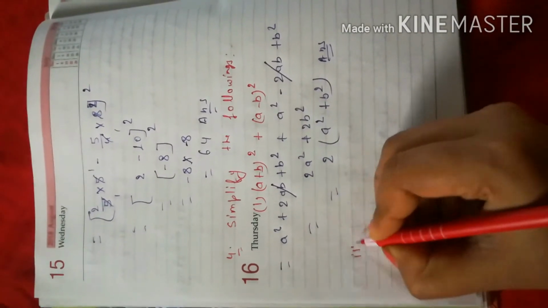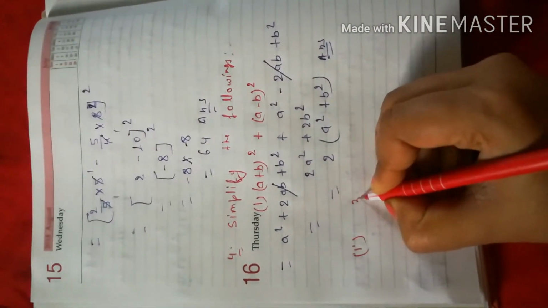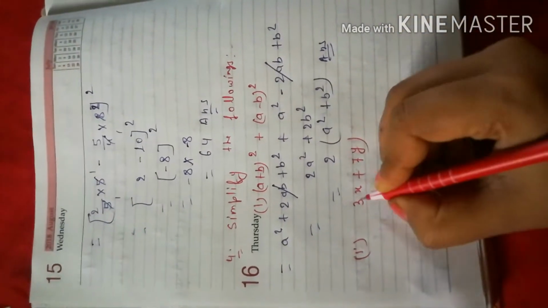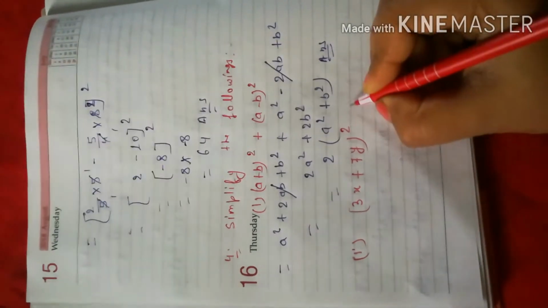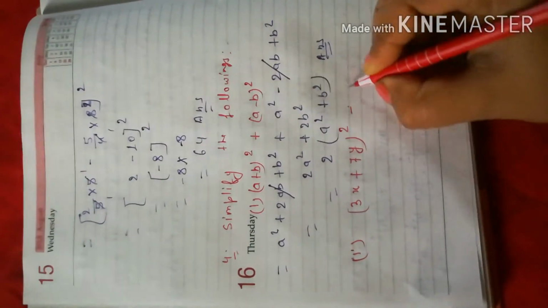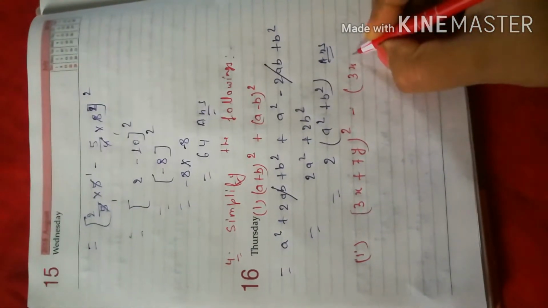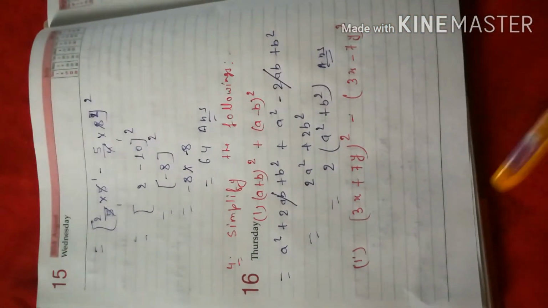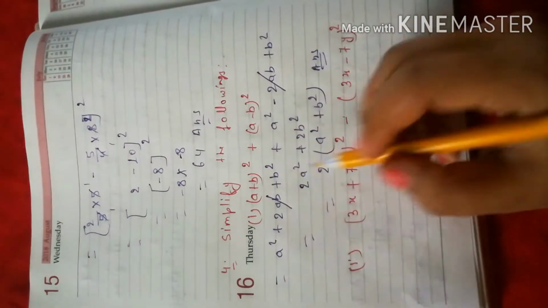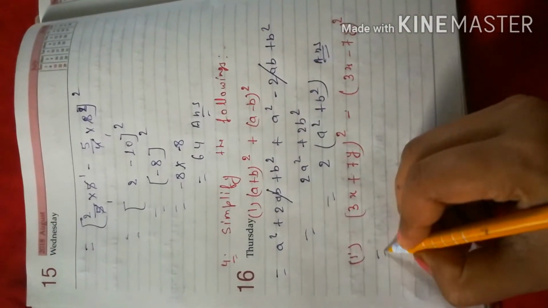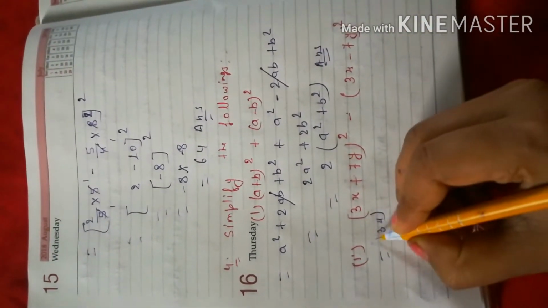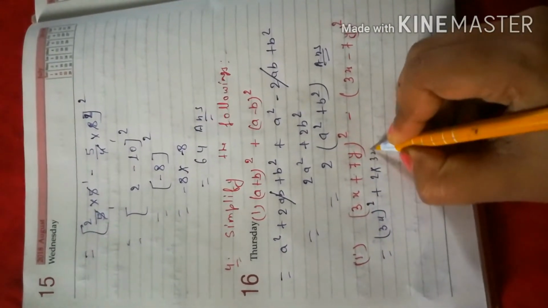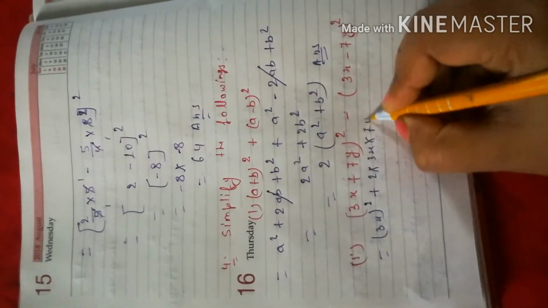Now we will do question number 2. Question number 2 is 3x plus 7y whole square minus 3x minus 7y whole square. Again here we will use the same identity a plus b whole square. So we can write 3x whole square plus 2 into 3x into 7y.